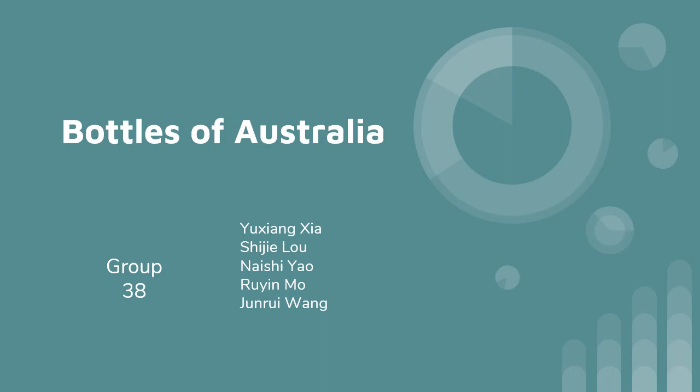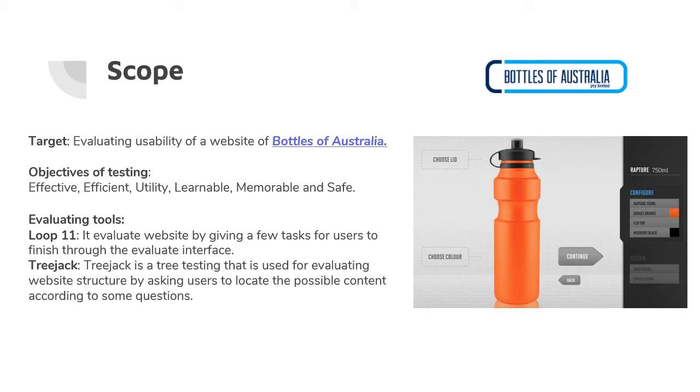Hello, this is the presentation video for evaluating the website Bottles of Australia from Group 38. The goal of this project is evaluating the usability of a website called Bottles of Australia in the aspects of effective, efficient, utilities, learnable, memorable, and safe.